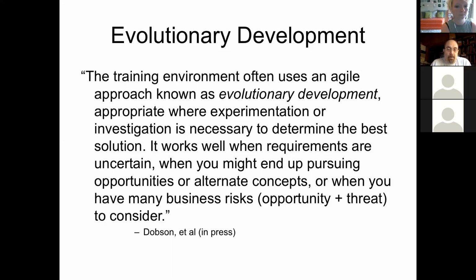So it works well when the requirements are uncertain, when you might end up pursuing opportunities or alternate concepts, or when you have lots of business risks, opportunities or threats to consider. In other words, the less is known about the project at the beginning, the stronger some kind of an agile model is going to be. And so what's the difference then in how workflow works in an agile model?